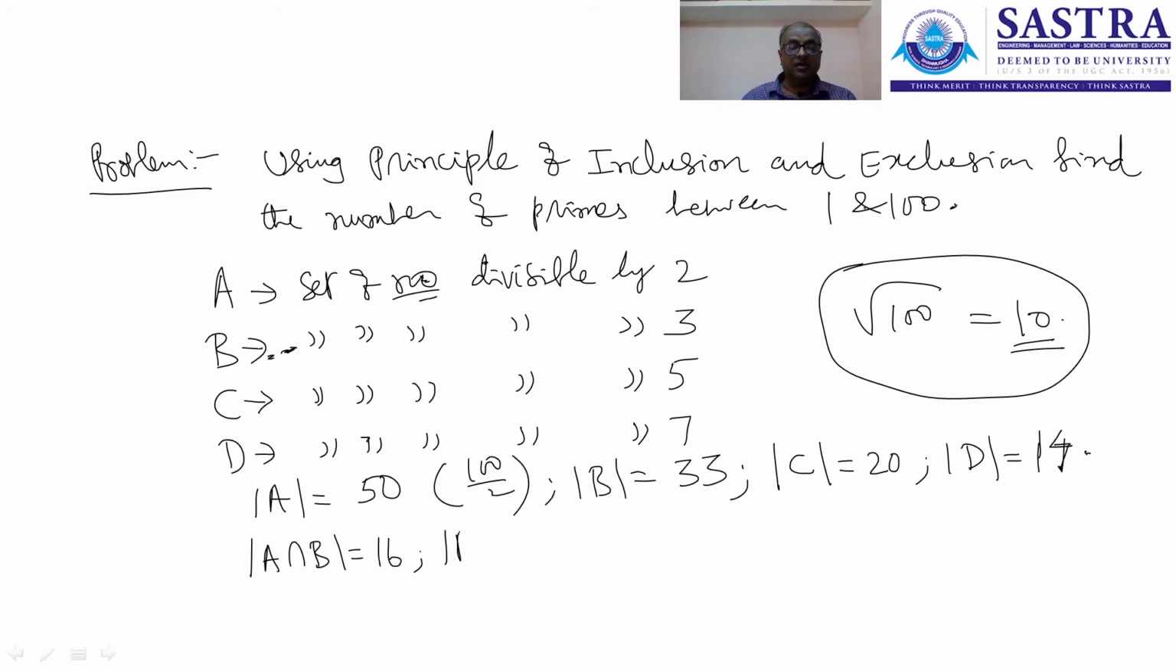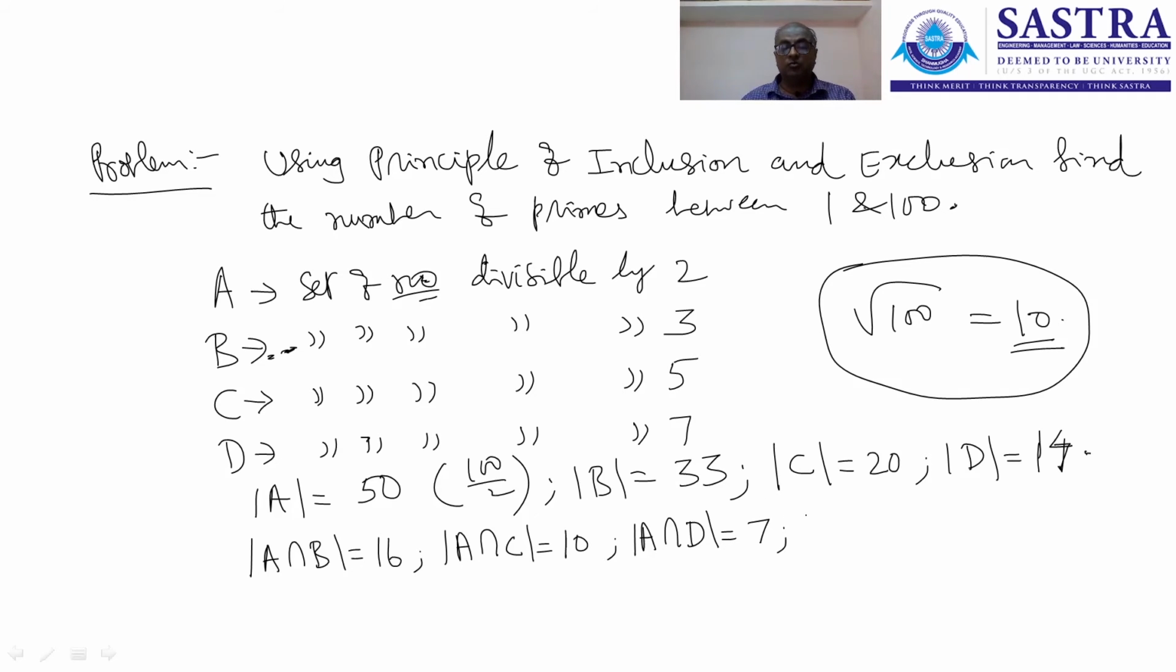So now I take cardinality of A intersection C. What is A intersection C? Numbers divisible by 2 as well as 5. So I will have 10, 10 numbers which are divisible by 2 as well as 5. And then the third one would be cardinality of A intersection D. 14 into 7 is 98. So I'll have A intersection D as 14.